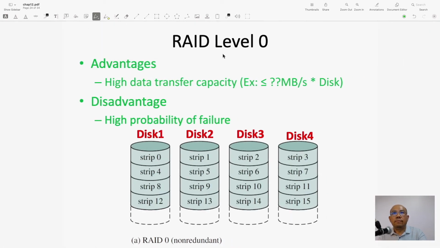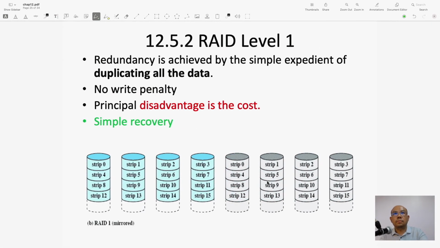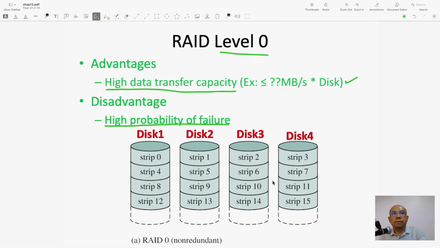The advantage of level 0 is its high data transfer capacity. This is a good advantage. The disadvantage of level 0 is the high probability of failure. When a hard disk is lost, your system will lose all the data.